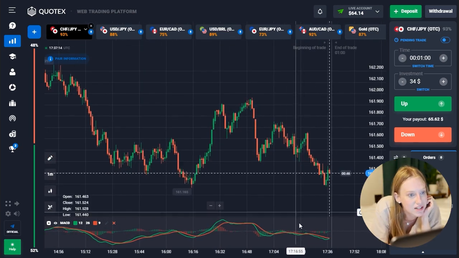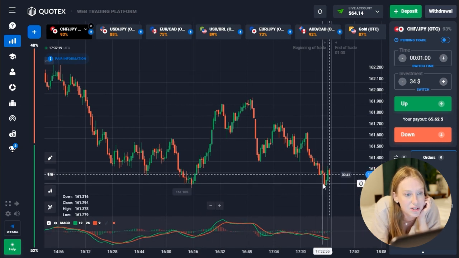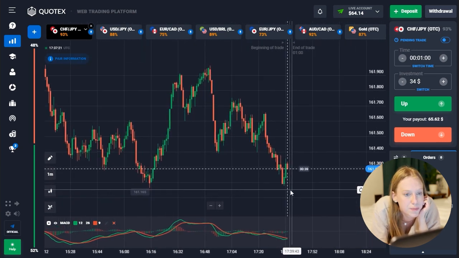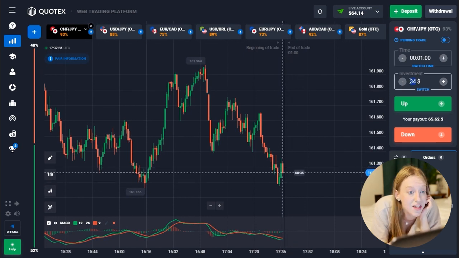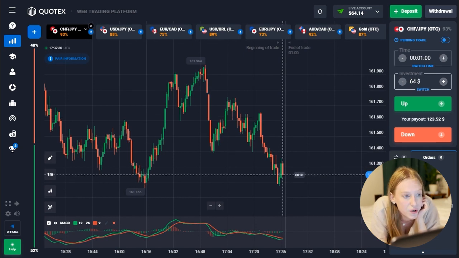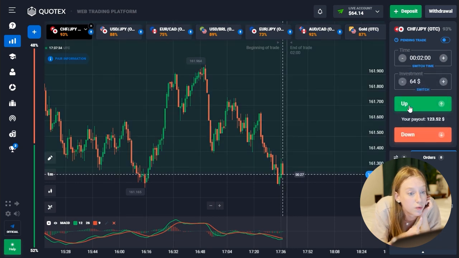Here we see that the volume has decreased, and the green moving average is starting to cross the red moving average from the bottom to the top. We can also see that the price is at the support level. I will open a deal of $64 for 2 minutes, a really good result. Let's wait for our trade.